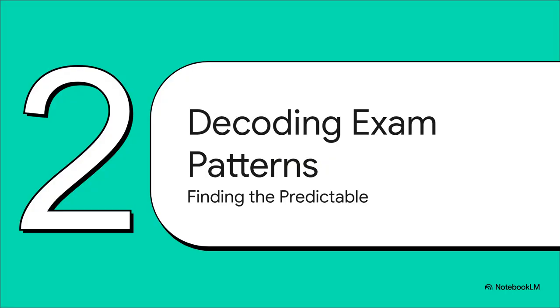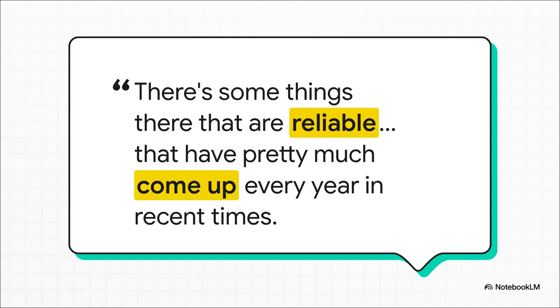Okay, so knowing the structure is step 1. Now we can start looking for the cheat codes. Because even though this exam seems impossibly complex, it's a system. And like any system, it has patterns. Experts spend years just analyzing old exams to find the predictable bits inside all that chaos. And this quote right here proves it.